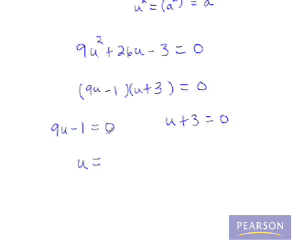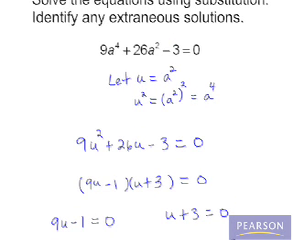Solving for u, we add 1, divide by 9. u is equal to 1/9, or u is equal to -3. This is not the final answer. We have solved this equation for u. We have not yet solved the original equation for a, so we have to unsubstitute.